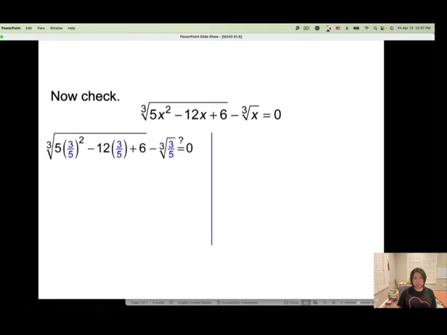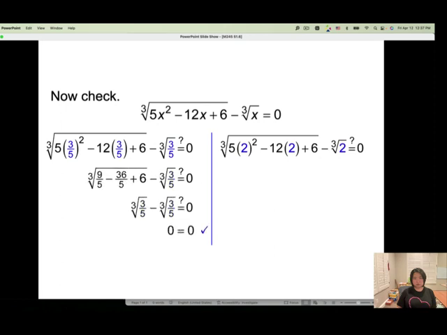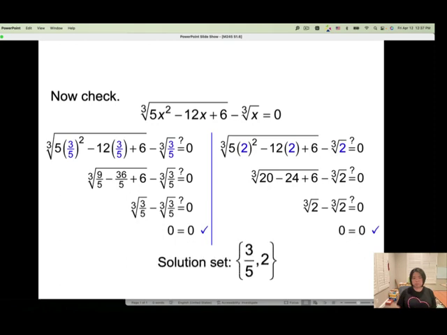Okay, now check your work, plug it in. So you should get a true statement for both of them. So the solution set is going to be 3 over 5 and 2. For the cube root, usually we're going to get a true statement. When we have an odd root, most of the time you're going to get the correct answer like this. Only for even roots, the square root or the fourth root, you may get a false statement.